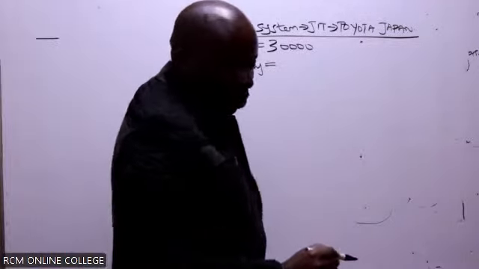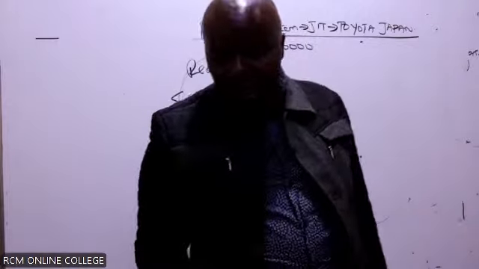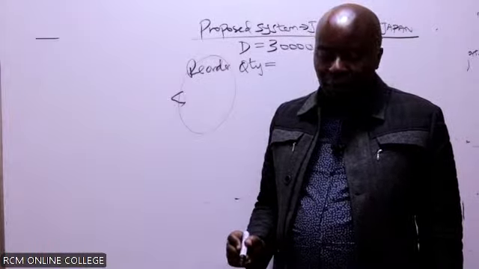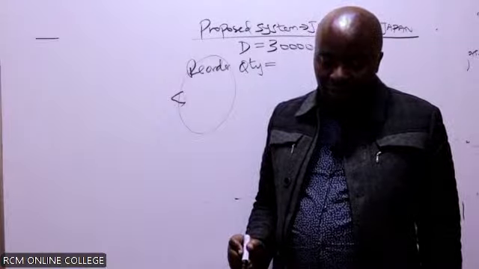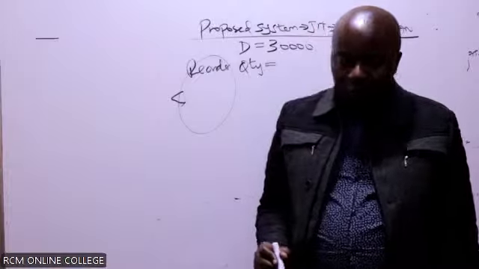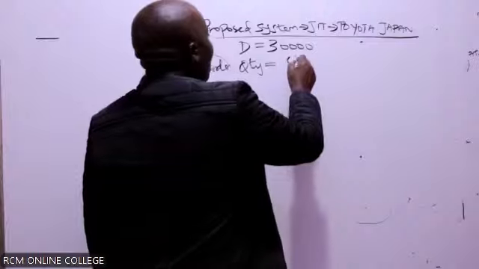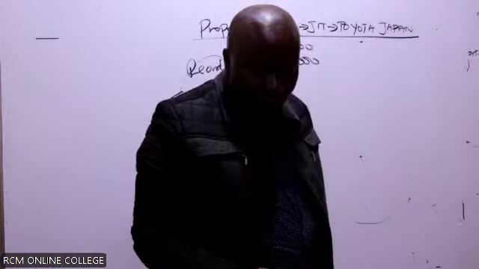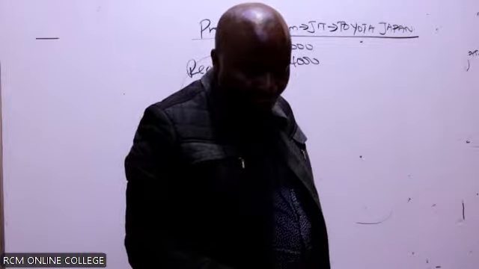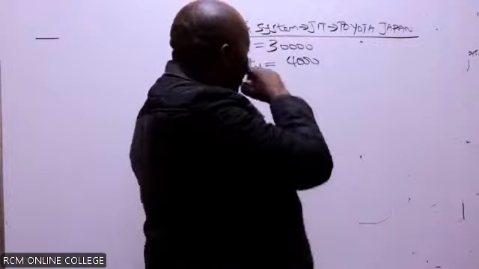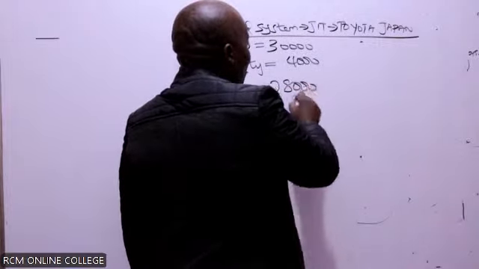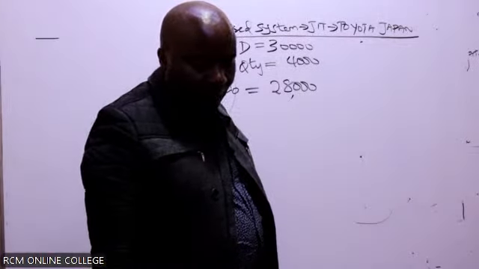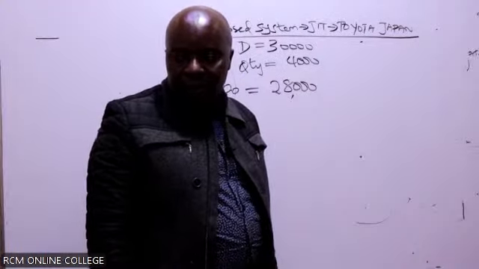They have told us to be ordering from lot number 3. How many units at a time? 4,000. And then in this case, the cost of ordering under the proposed system is 28,000. Are you able to see that cost of ordering, 28,000?